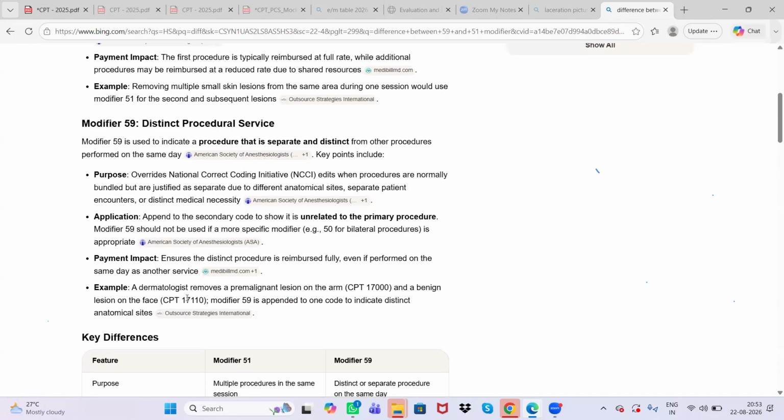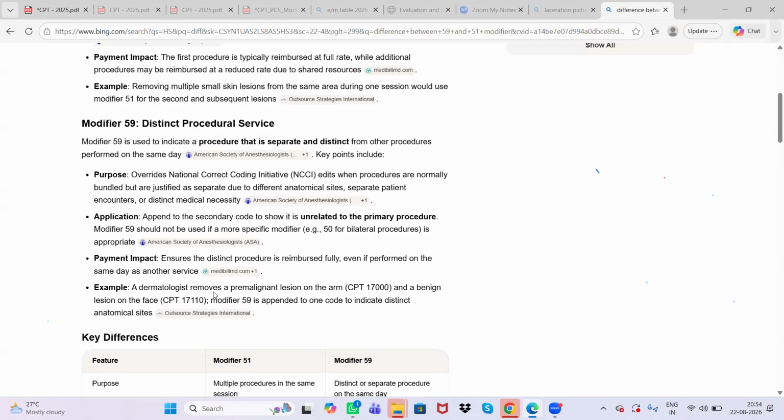Example, a dermatologist removes a pre-malignant lesion on the arm. When can we consider the 59 modifier? If it is a different anatomical area or a different depth of repair. Different anatomical areas, yes, we can consider that under the distinct procedural service. You can quote the 59 modifier.